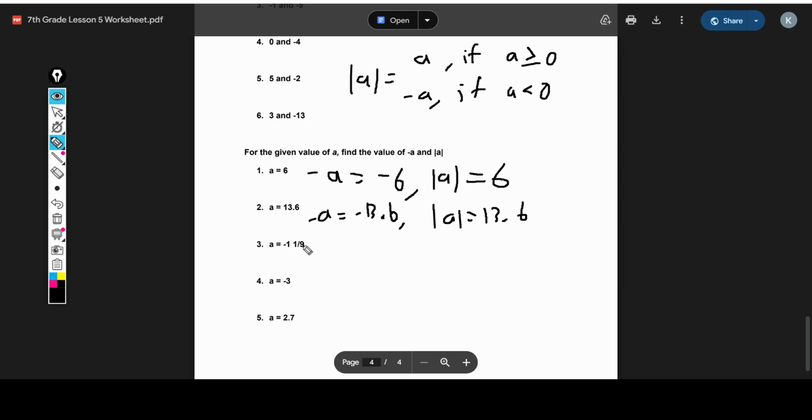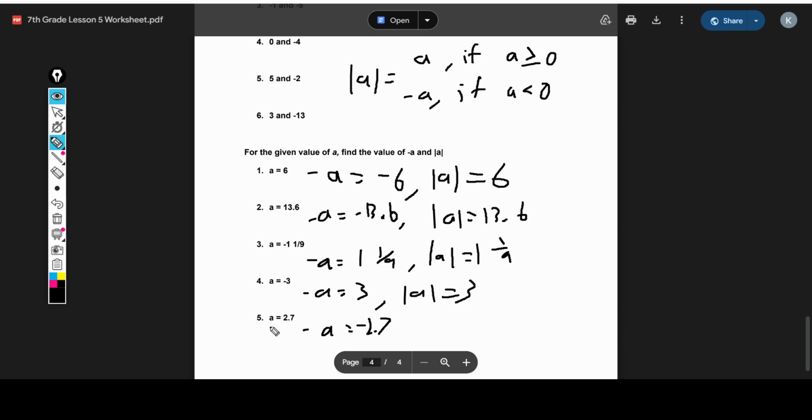A equals negative 1 and 1/9. So negative a equals just 1 and 1/9. No negative, because the negative cancels out. And the absolute value, it's also going to equal 1 and 1/9. And then it's pretty straightforward. Negative a equals negative 3, which is positive 3. And the absolute value of a is just the positive version of what a is. Negative a equals negative 2.7. And then absolute value of a equals 2.7.